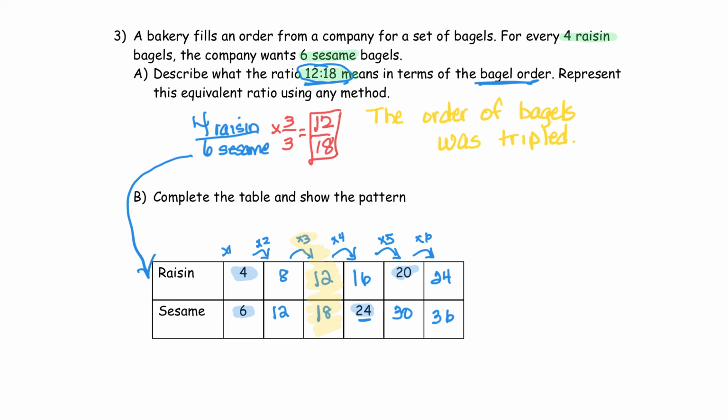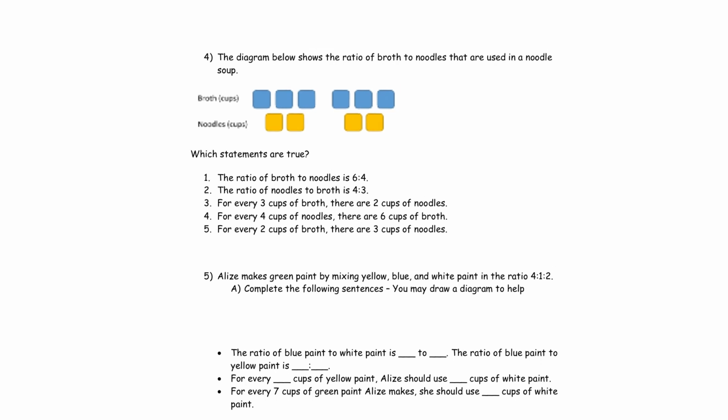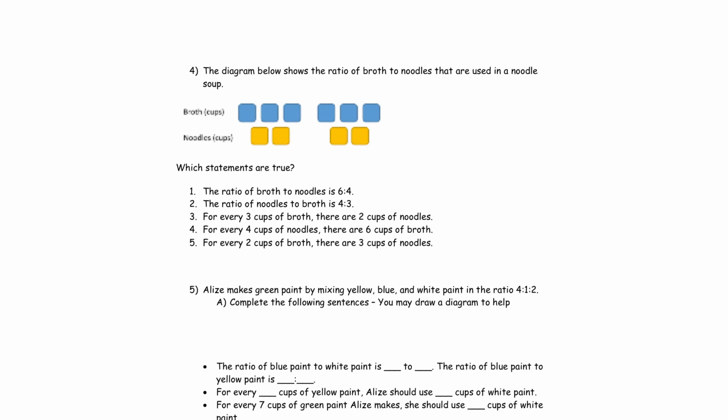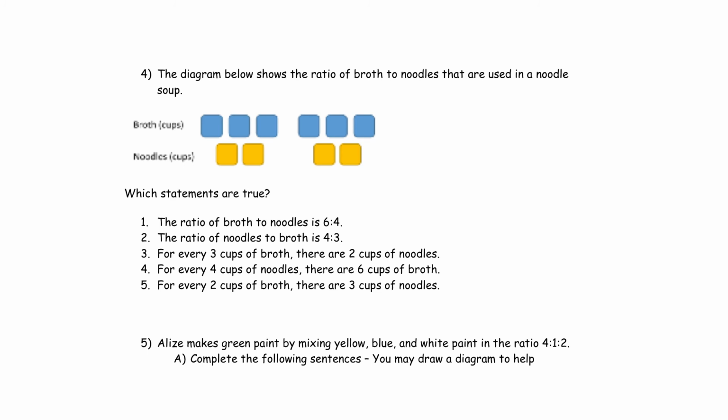Let's go on to the next page. So on this page, you're going to be completing these 3 problems on your own and analyzing, following directions, and being very careful with the wording. Number 4, we'll just take a quick look at number 4. The diagram below shows the ratio of broth to noodles that are used in a noodle soup. Already talking about food. So the broth is 3 blue, represented by the blue, and the noodles are represented by the, I guess like the gold color.